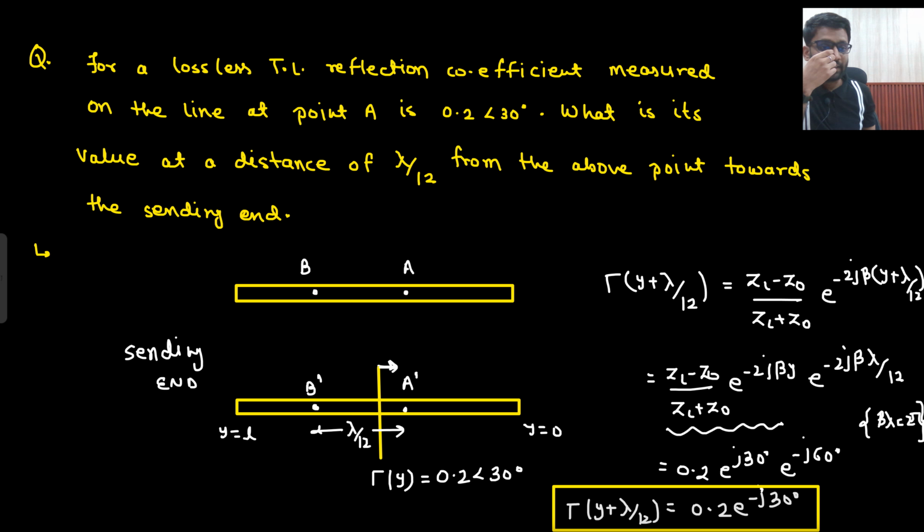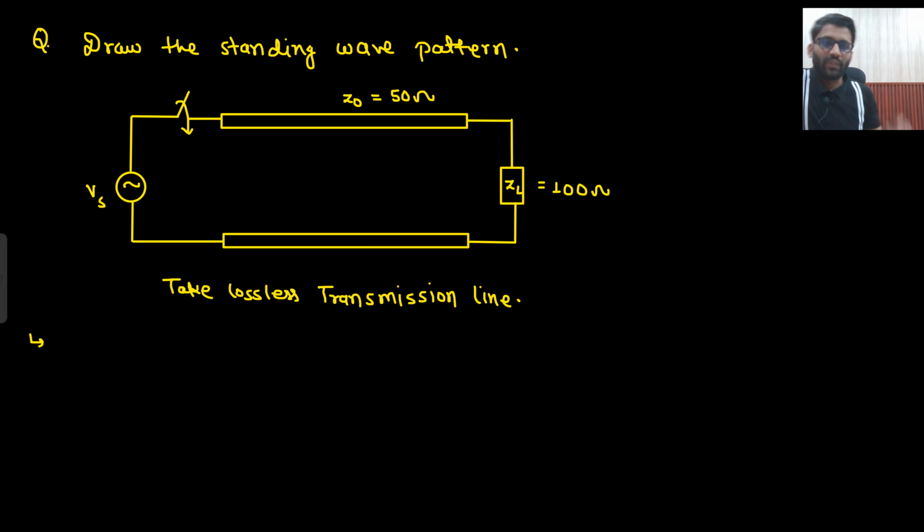Okay. Now let's start the standing wave pattern. So we are not going to see the concept because we already know the concept. Now we will just solve the problem. So take a lossless transmission line, and you need to draw the standing wave pattern for current as well as for voltage. So how will we draw it?